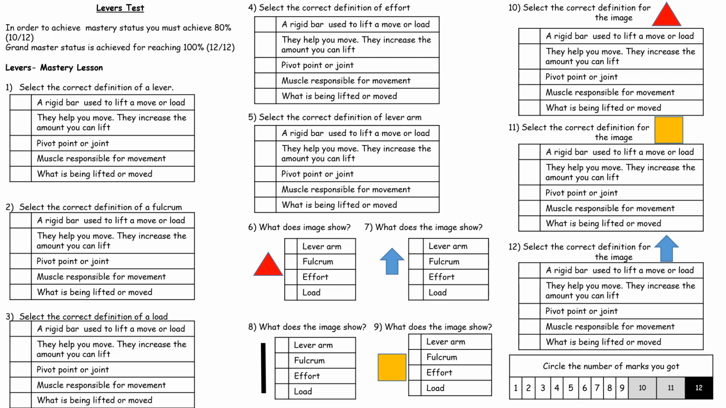And then after that, they've then taken this little test, and we've called this a mastery lesson. Now, in order for them to move on to the next slide, I've said that they need to get at least 10 out of 12 answers correct out of these 12 questions in order to fully understand it, to be able to have a chance of understanding the next bit of information. I've also set a challenge of some students trying to achieve grandmaster status, which is where they get 100% or 12 out of 12 in this one.